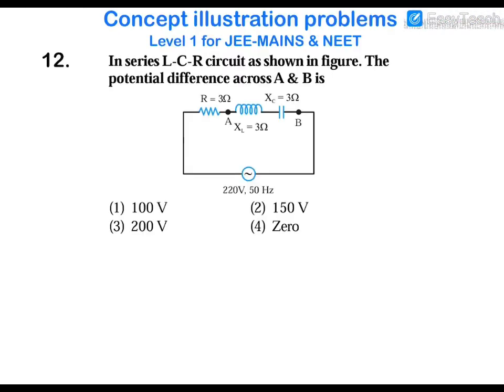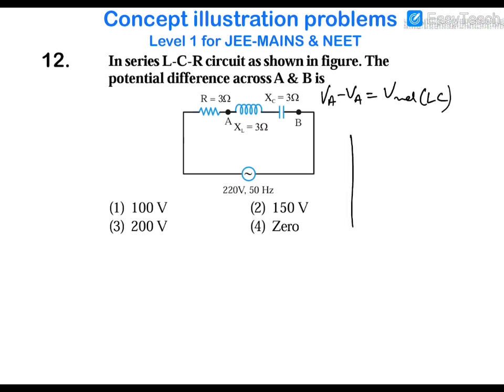In this question, you can see that there is a series LCR circuit, and in this circuit, we have to find out the potential difference across A and B terminals. We can see that these terminals are the terminals of inductance and capacitance, and VA minus VB is actually equal to the net voltage of L and C.